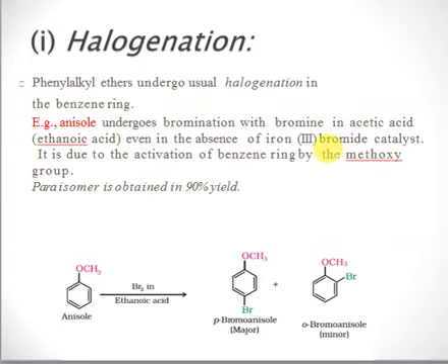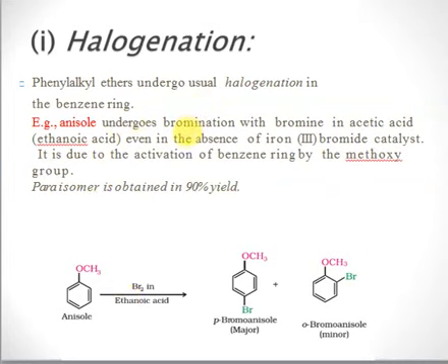So we'll consider some substitution reactions. Firstly, halogenation. Phenyl alkyl ethers undergo halogenation on the benzene ring. Again, the product will be ortho and para substituted. We don't get any meta product. Suppose we are using anisole, which is methoxybenzene. The conditions are that we use a halogen, suppose bromine, and we make use of acetic acid. Acetic acid, also called ethanoic acid, acts as a catalyst as well as a solvent, so it has a dual function.